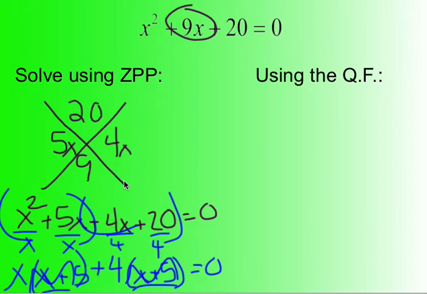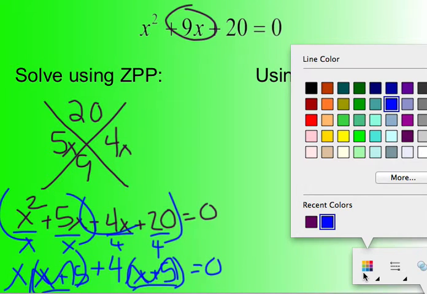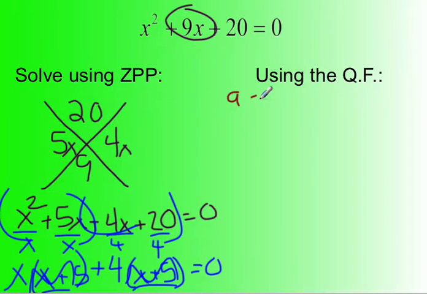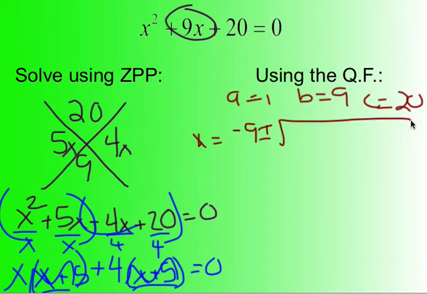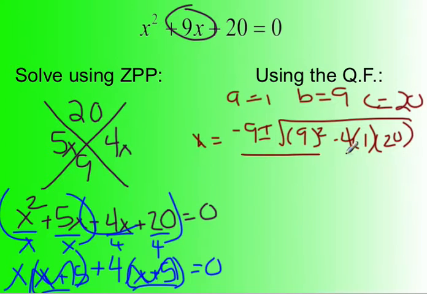Now let's take a look at solving it using the quadratic formula. My a is 1, my b is 9, and my c is 20. So we're going to plug that into the quadratic formula. My x is going to be equal to opposite of b plus or minus the square root of b squared minus 4 times a times c, all of that over 2 times a.